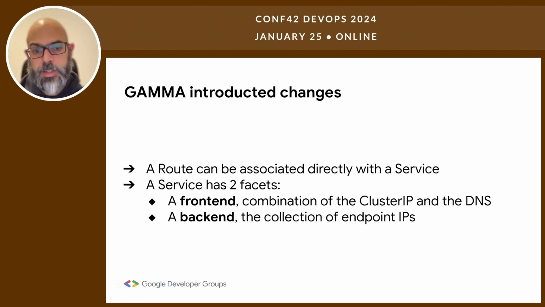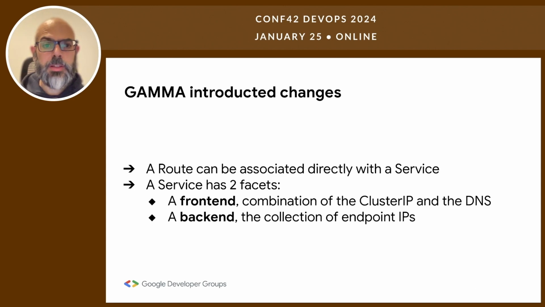Okay, what we have here, the Gamma initiative introduced three. We can call them two, but they are basically three changes. The first change is that a route can be associated directly with a service too. We've seen that the parent ref was a gateway until now, but we can also define it as service. We can so define the kind service and indicate the name of the service as a parent ref of a route.